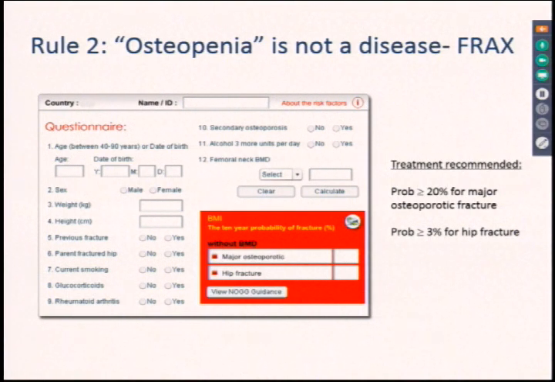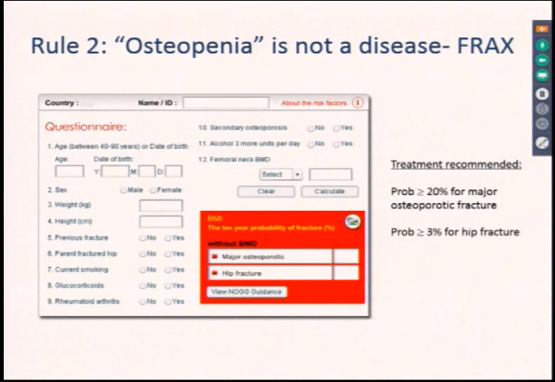Rule number 2. So that was rule number 1. Do not check too soon if you don't have a good reason to check, because you might stumble across a low T-score, but it doesn't necessarily mean a high fracture risk. And once you know it, it's very hard to unknow it, right?